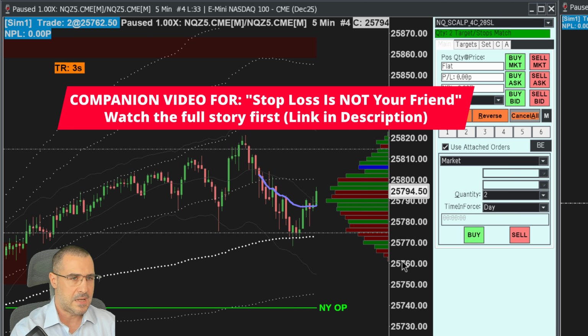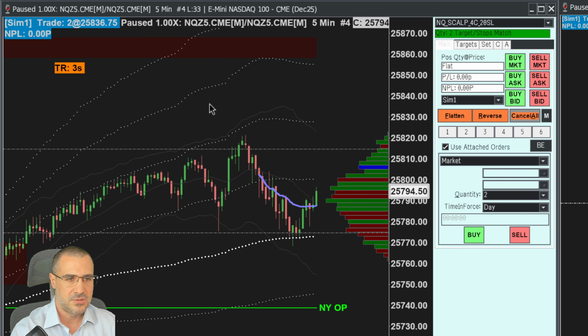Okay, so I am sharing a portion of my screen. This is a chart of NQ, the 5-minute chart. This is not about technical analysis or showing my system strategy, whatever. Please forget about that. This is only about the stop loss.